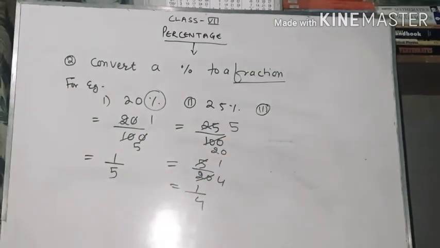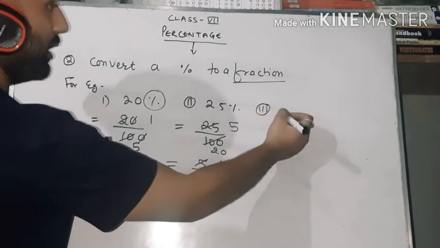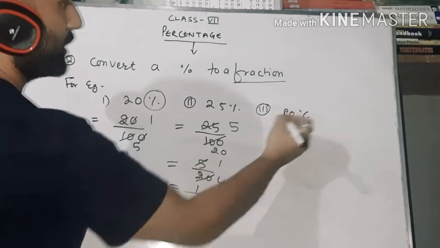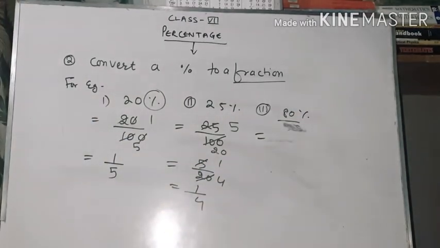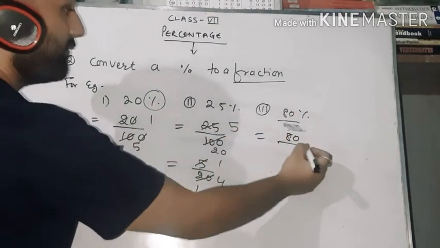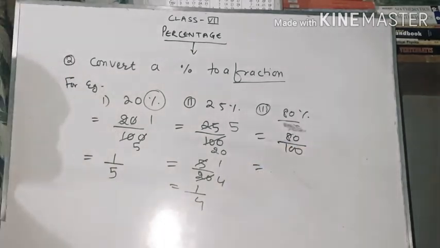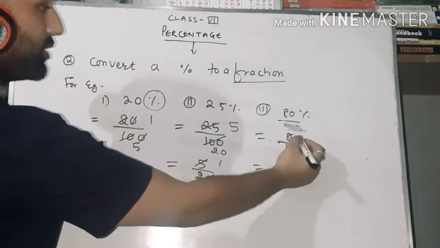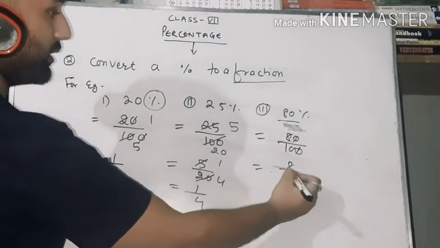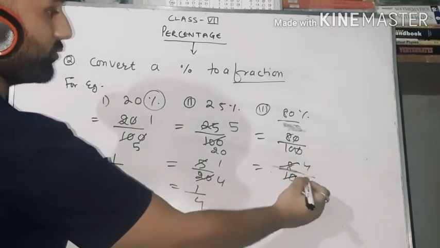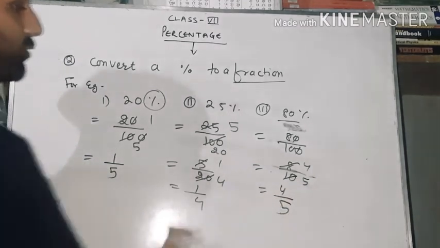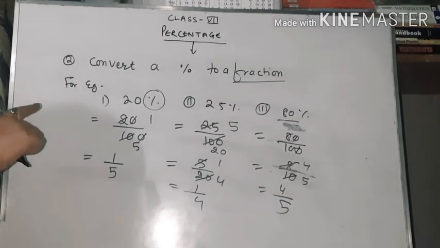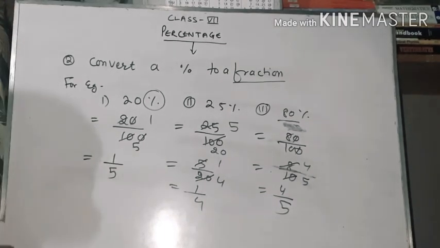Now suppose we have 80 out of 100, or we can say 80%. It means 80% is 80 out of 100. Here you can just cut the 0s, and you keep 8 by 10. 2 4s are 8, 2 5s are 10. After this it cannot be reduced, so the answer will be 4 by 5. This is the second part, converting a percent to a fraction.